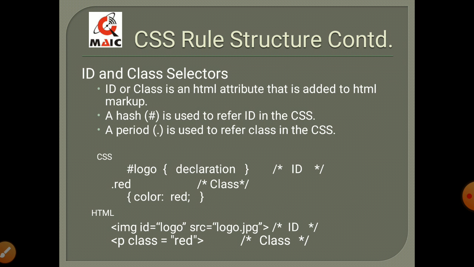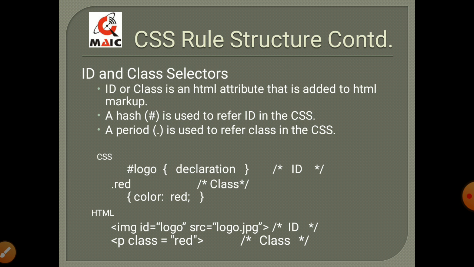Now, as I mentioned, the selector can be an HTML element, ID, or a class. Now, what are ID and class? Both ID and class are HTML attributes that are added to the HTML markup. For ID, we refer to it by hash sign, and for class, we refer to it by dot operator. So, how can we use them? It is visible in the example as shown on the screen.